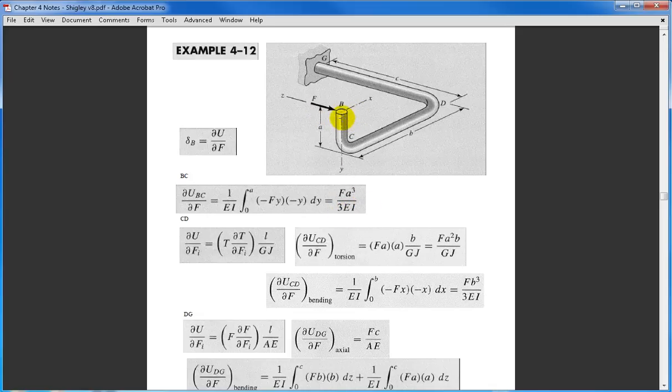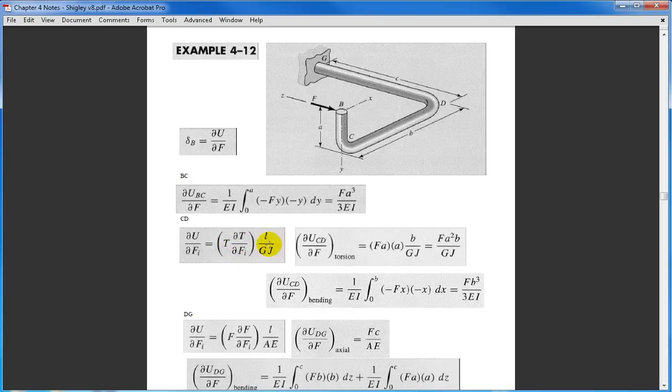But we're also going to get some deflection of B because of this structure here between C and D. The structure CD is going to bend outward, but it's also going to twist and torque outward. Both of those together give us deflection. Let's calculate the deflection at B because of the torsional energy at CD. So that deflection would be the partial of torsional energy with respect to F. Okay, and that would be the torque times the partial of torque with respect to load F over GJ.